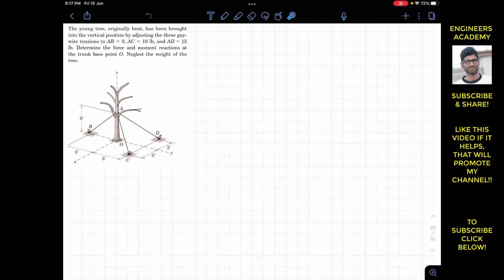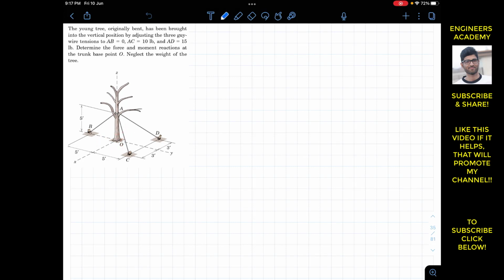So the tension in the AB cable is 0, the tension in AC is 10 pounds, and the tension in AD is 15 pounds. We have to find the reaction forces at O, so we have to find OX, OY and OZ, and we have to find the moments at O. So that will be the moment at O, that is MOX, MOY and MOZ.